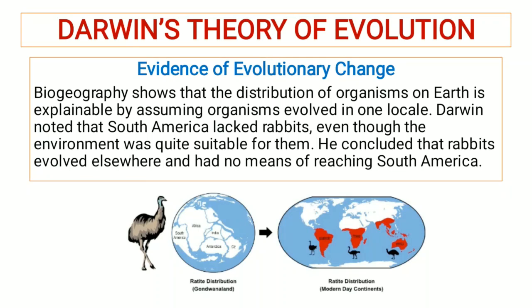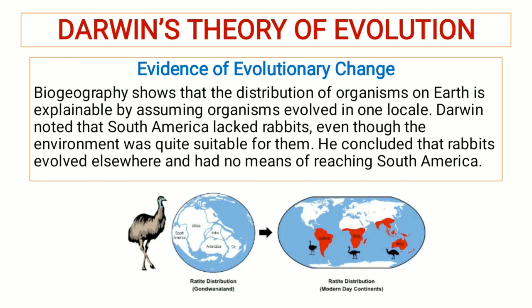Next is biogeography. Biogeography shows that the distribution of organisms on Earth is explainable by assuming that organisms evolved in one locale. Biogeography is basically the distribution of different living organisms on the earth in different regions of the earth. So from biogeography, we can give a scientific explanation of the distribution of various life forms in different regions of the earth. Here in this figure, you can see the ratite distribution in Gondwana land.